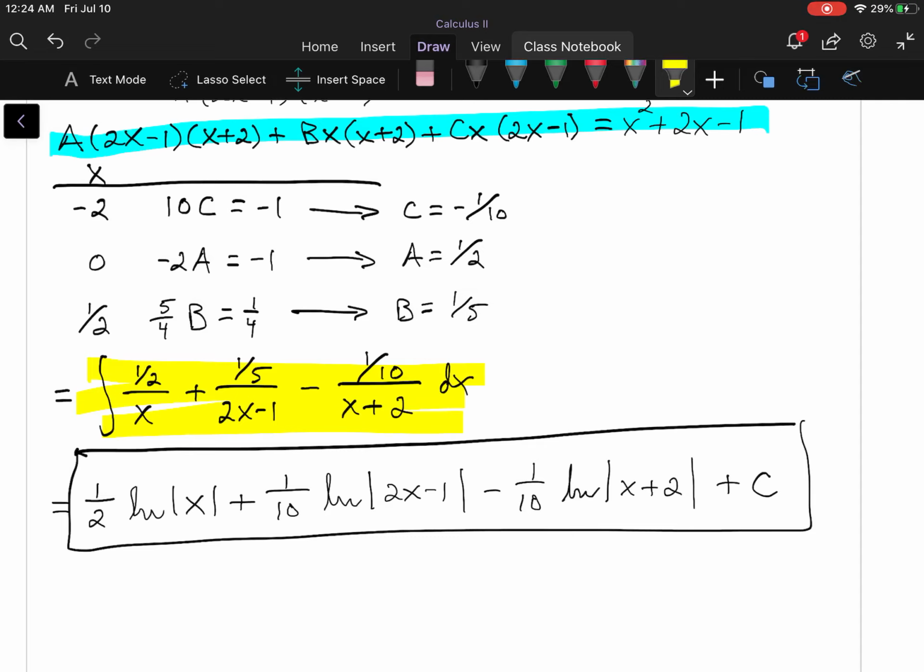You could separate the integrals and pull out the constant, so you could have 1/2 times the integral of 1 over x dx, which is 1/2 times the natural log of x, plus 1/5 times the integral of 1 over 2x minus 1, which, whether you see it or use substitution to integrate, will come out to be 1/10 times the natural log of 2x minus 1, minus 1/10 of the integral of 1 over x plus 2, which is 1/10 natural log of x plus 2. And since this is an indefinite integral, you have your plus C term also in there. And that is the solution to this first problem.